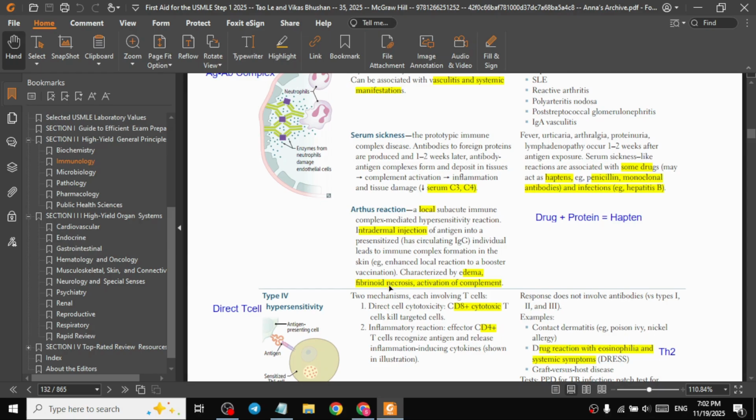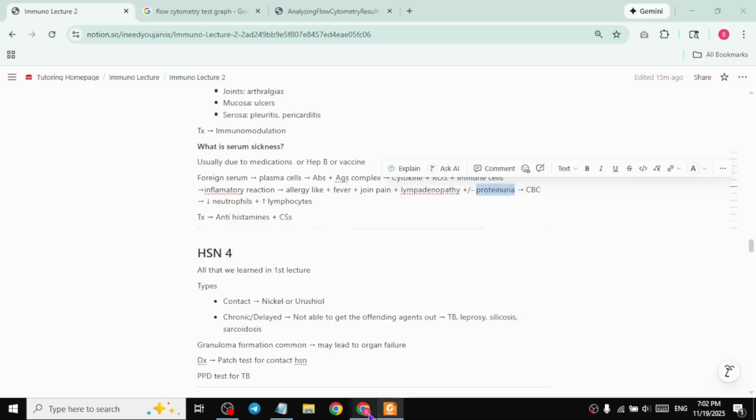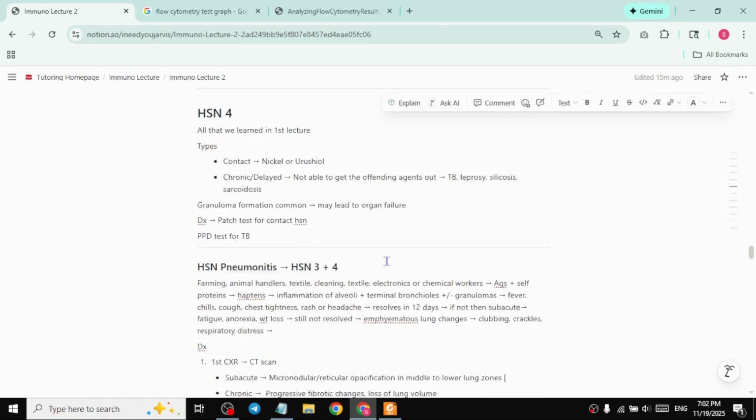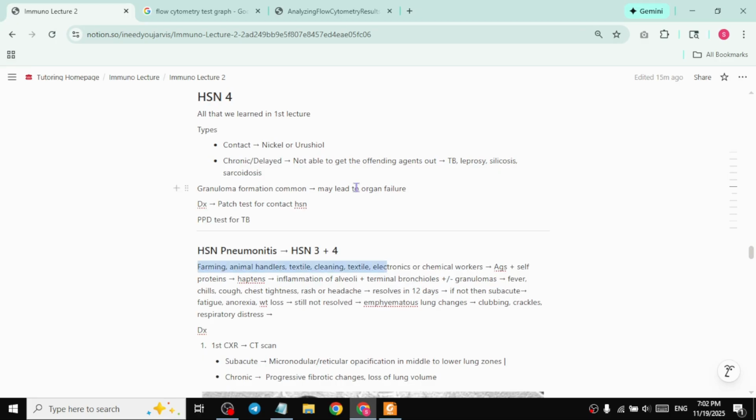You may see fibrinoid necrosis at the location, right? But usually it's not going to be too severe. You can manage it, and the treatment is just the same. You have to give them antihistamines, corticosteroids, manage their vitals, etc. Okay. All right. Next comes type 4 hypersensitivity.